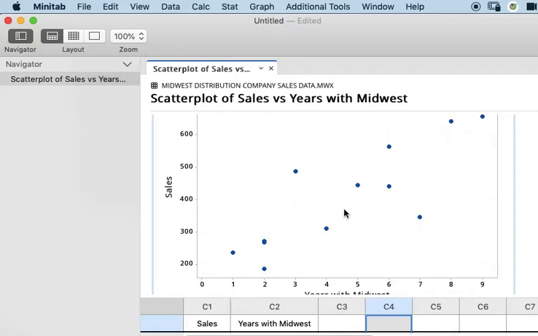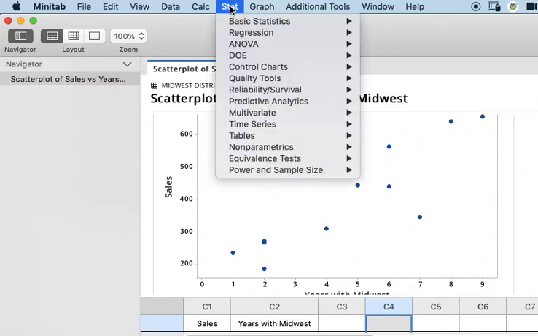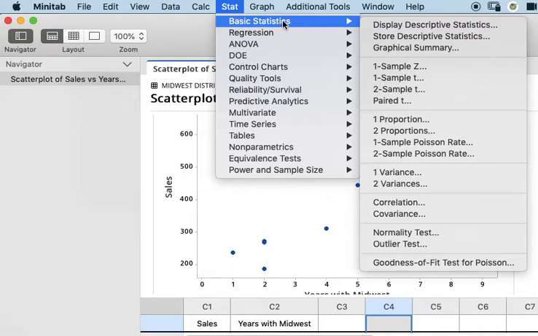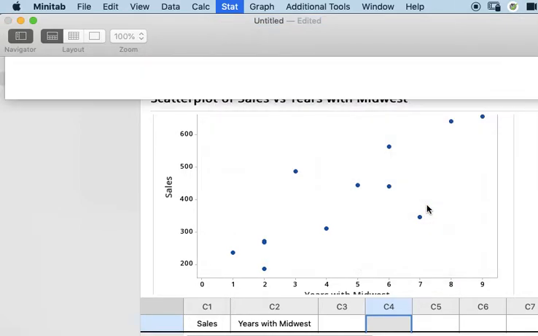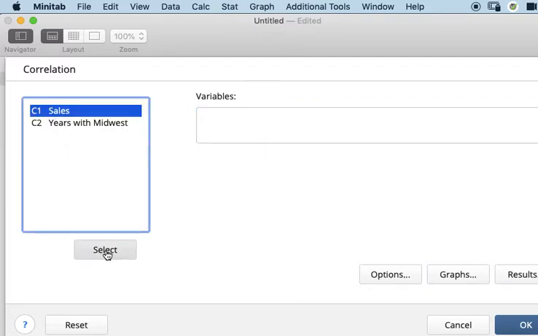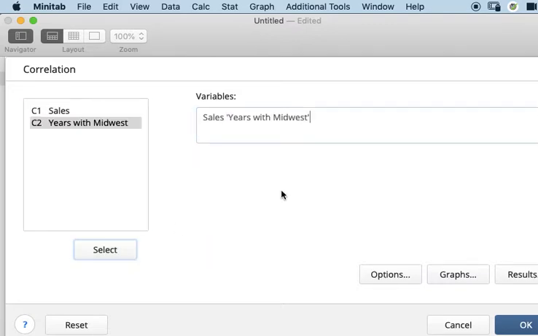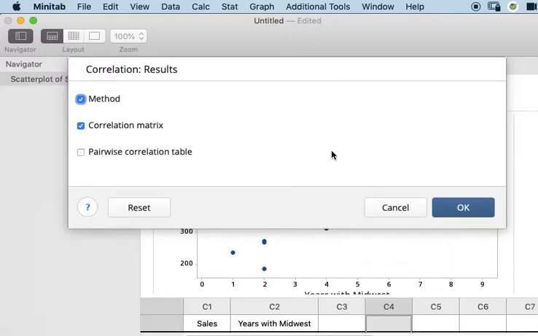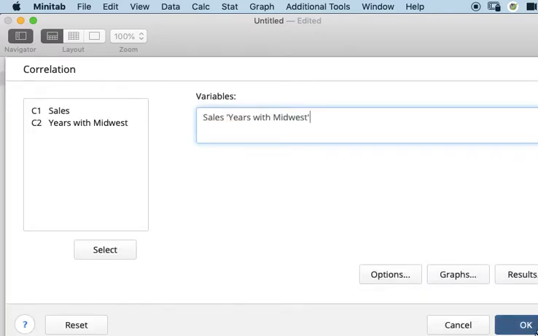But obviously I want to do a little bit more, so I want to calculate the correlation for this. To do that, I'm going to go to Stat, Basic Statistics, and then down to Correlation. Now this time, for the box where it says variables, it doesn't matter which one is x and which one is y. The correlation actually will come out to be the same either way. So I'm just putting both variables that I want to use in the box. And now if I want the p-value to be displayed, I need to click on Results, and then click on Pairwise Correlation Table to select that third box.